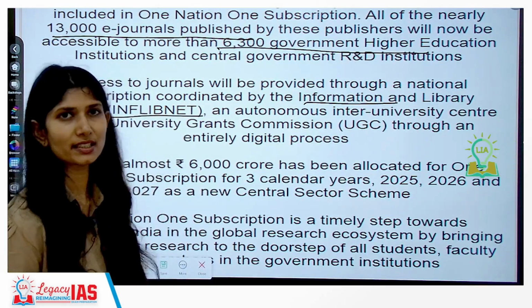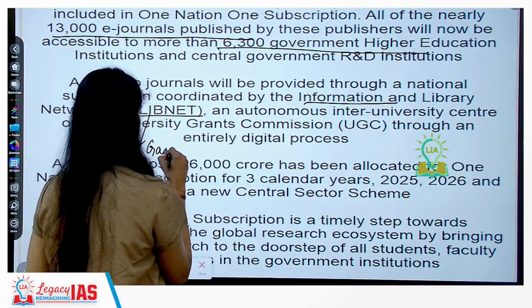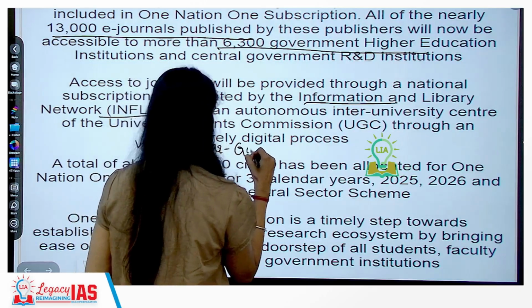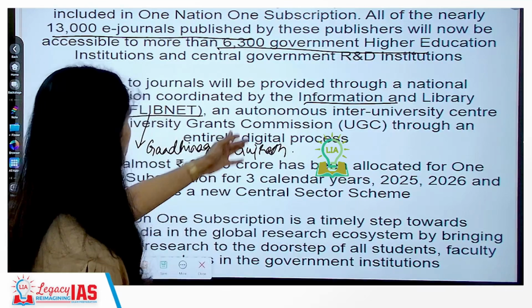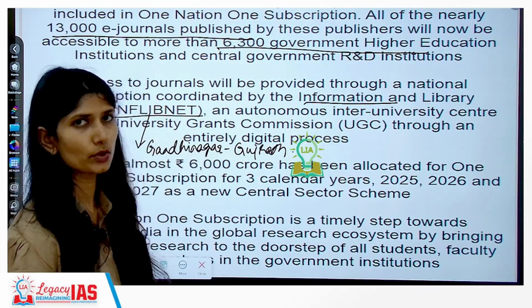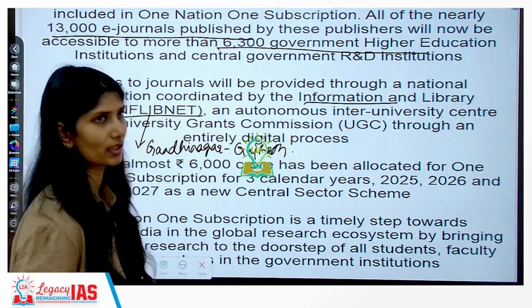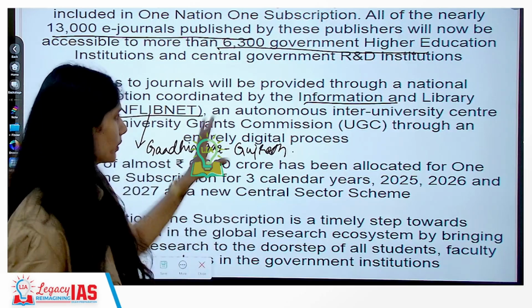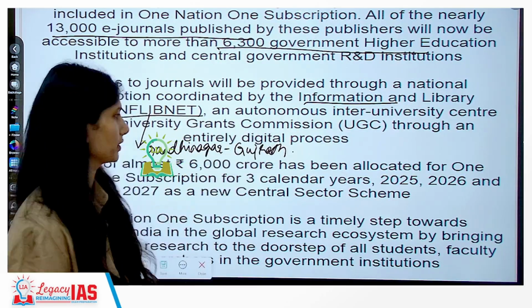This center is in Gandhinagar, Gujarat. It is an autonomous inter-university center. It was overlooking two or three more institutes even before the scheme. This is the one common agency which will look into these matters.